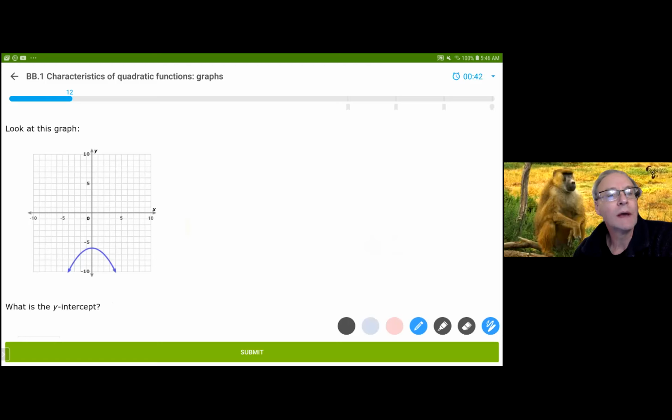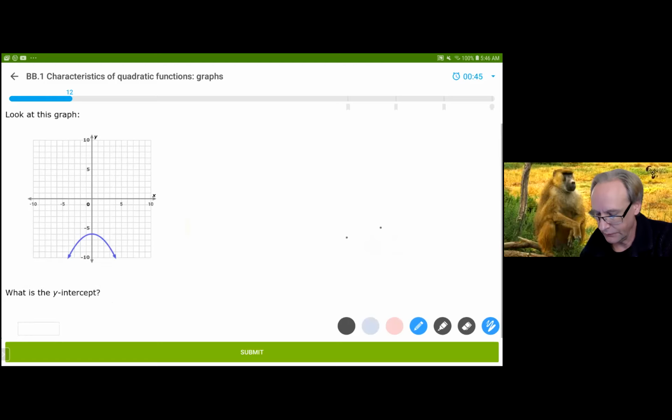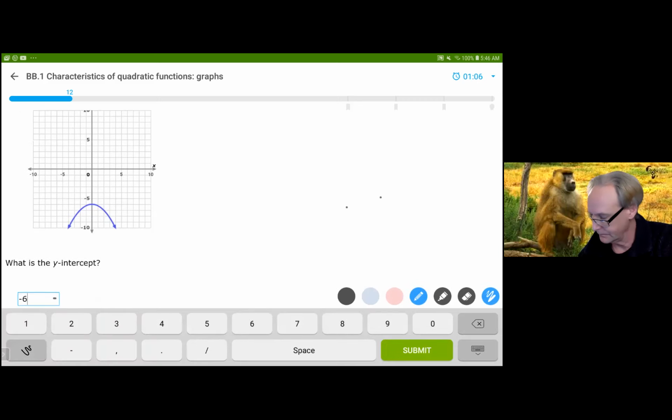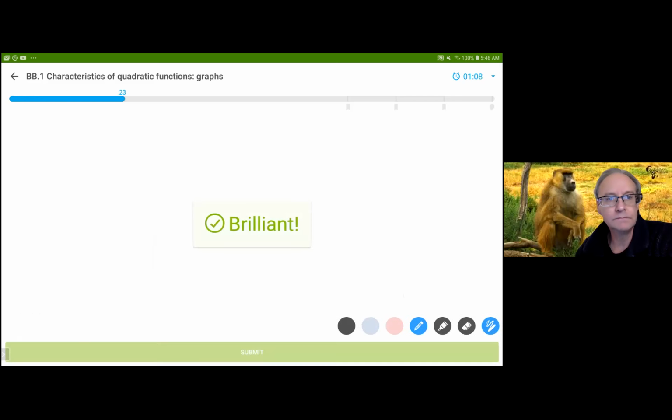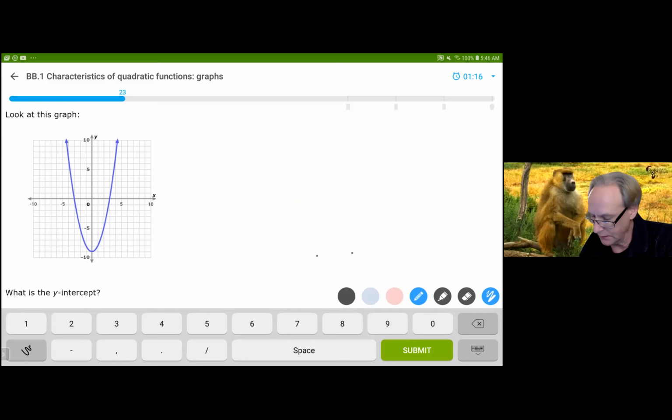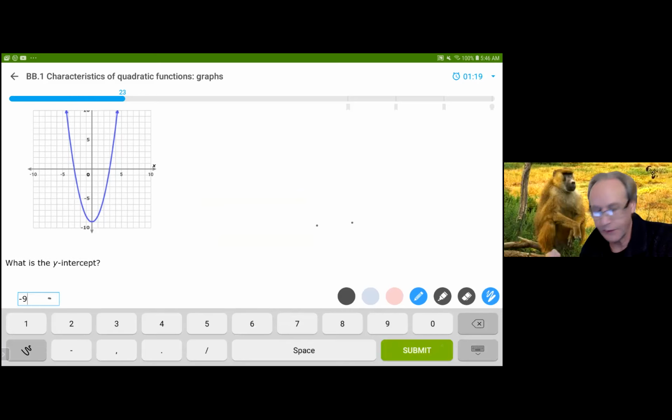Okay, what is the y-intercept? Hopefully, they're only asking for a number. Now, this is kind of a bad question because the y-intercept is literally a point where the graph crosses the y-axis. It just happens to be the vertex of this parabola as well. It's at 0, -6, but they just want the -6 part. The y-intercept at this point is at 0, -9, but again, they only want the -9 part.